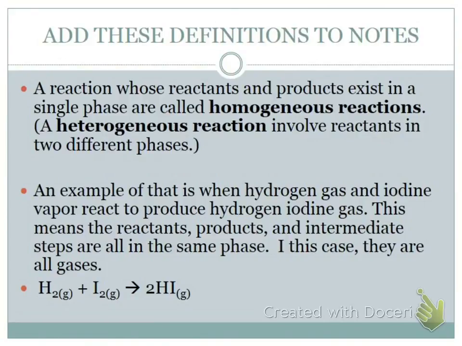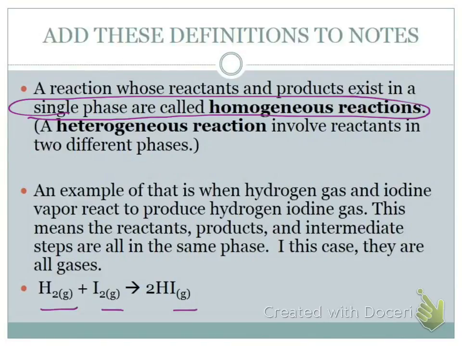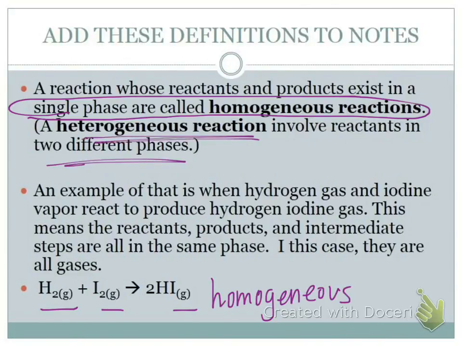A reaction that has all of its reactants and products in the same phase is called a homogeneous reaction. So this is an example down here: gas, gas, gas. This would be a homogeneous reaction. And then conversely, if it has two different phases, we call that a heterogeneous reaction. And that is definitely a definition that you need on a test. That's why I had to make sure you added it in.